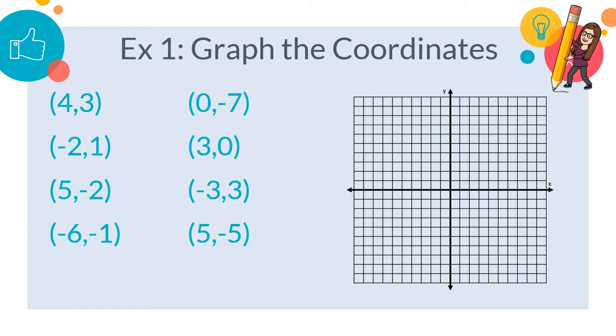Quick review of plotting points. 4, 3 means right 4, up 3. So we're just remembering here that if you are positive, it's right and up. Negative 2, 1 would be left 2, up 1. 5, negative 2 would be right and down, so right 5, down 2. Negative 6, negative 1 would mean left and down, so just making sure you remember what we do for negatives versus positives.